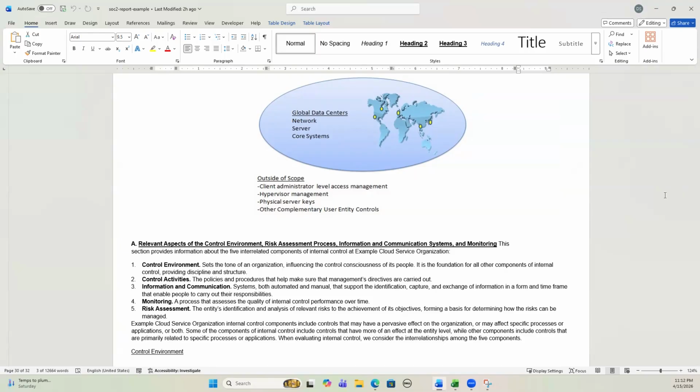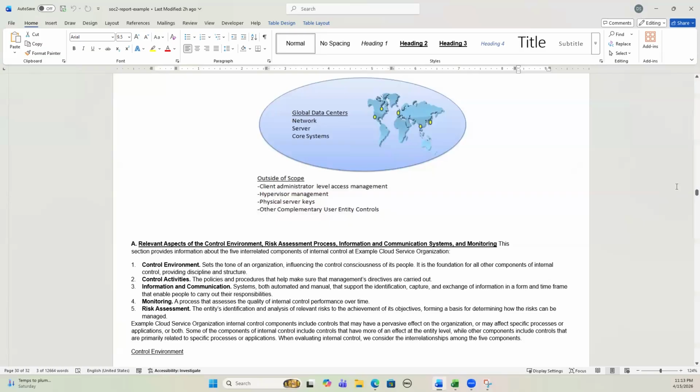Here's what CUECs actually are. They're the controls that the vendor is assuming you are already running on your end. And they're a condition of the vendor's own SOC 2 controls working correctly. So look at this diagram on page 12. This is the vendor drawing a box and telling you exactly what is outside of their scope and therefore your responsibility. So client administrator level access management, that means managing who on your team has admin access to this vendor's environment. That is on you.